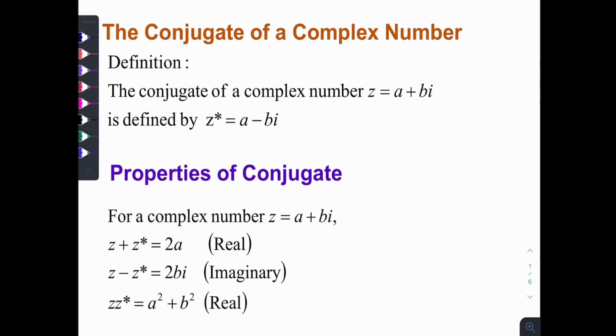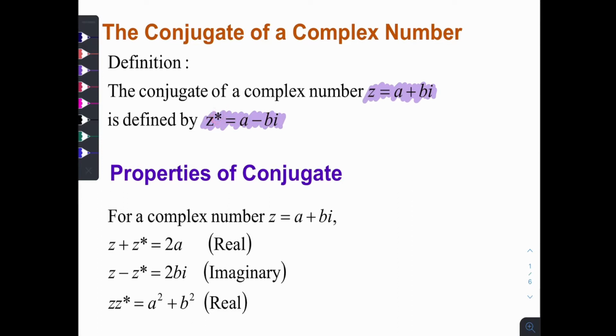So for the conjugate of the complex number, the definition is over here. If you have a complex number in this form, z equals a plus bi, then the conjugate will be defined by z conjugate equals a minus bi. So the symbol here represents the conjugate.